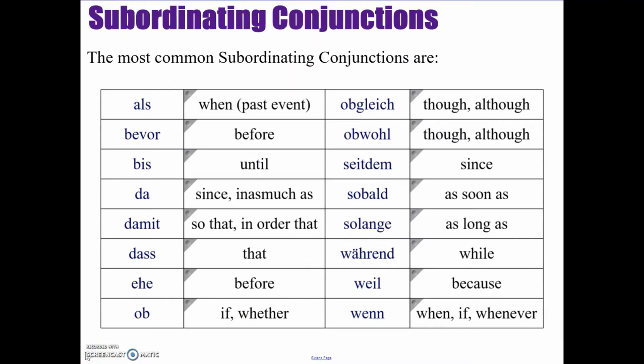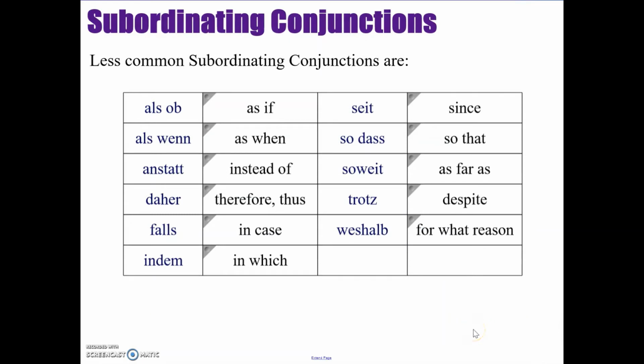In this table, you will see the most common subordinating conjunctions. I recommend that you pause the video and take these down in your notes. They are als, bevor, bis, da, damit, das, ob, obgleich, obwohl, seitdem, sobald, solange, während, weil, and wenn. Again, these are the most common subordinating conjunctions, but there are more.